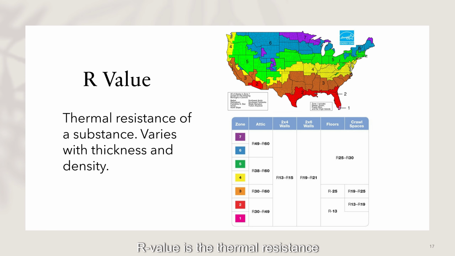R value is the thermal resistance of a substance. It varies with thickness and density, so depending on the type of material we have, it's going to affect the R value. If you look at our zone for insulation, we are in a zone 5. That brings us to an R38 to R60 value in our attic. So that means we need to make sure that we put enough of that pink insulation up there.